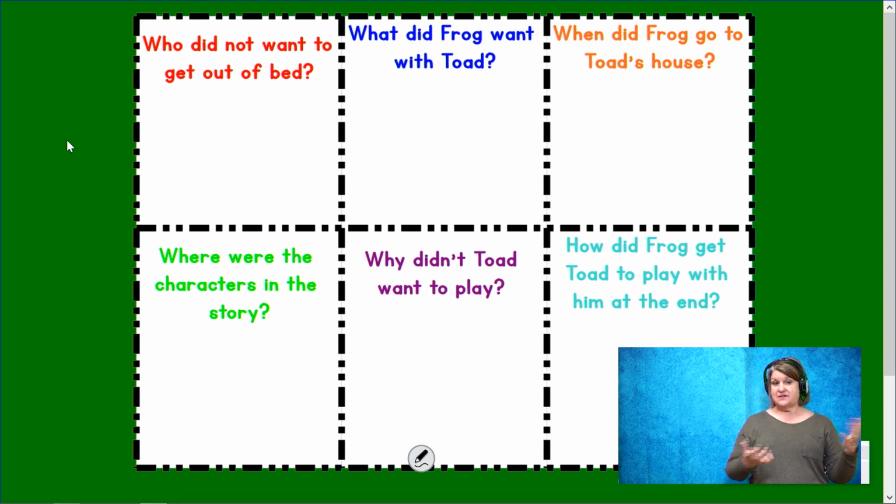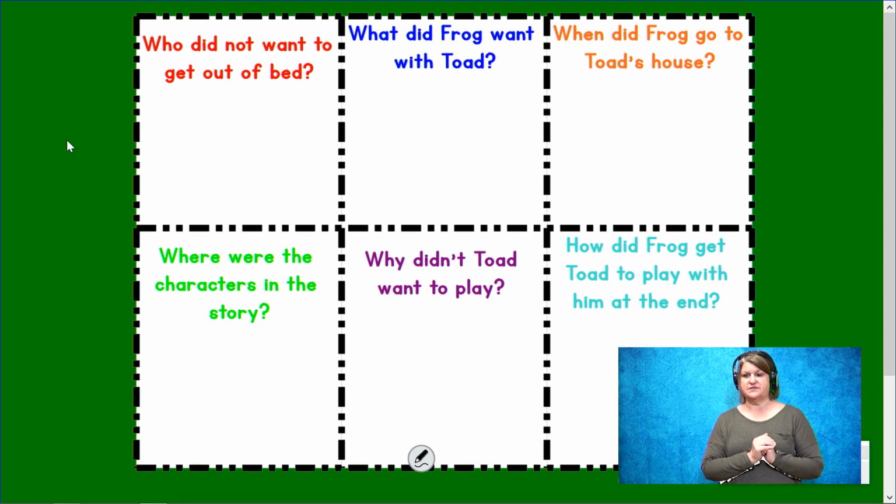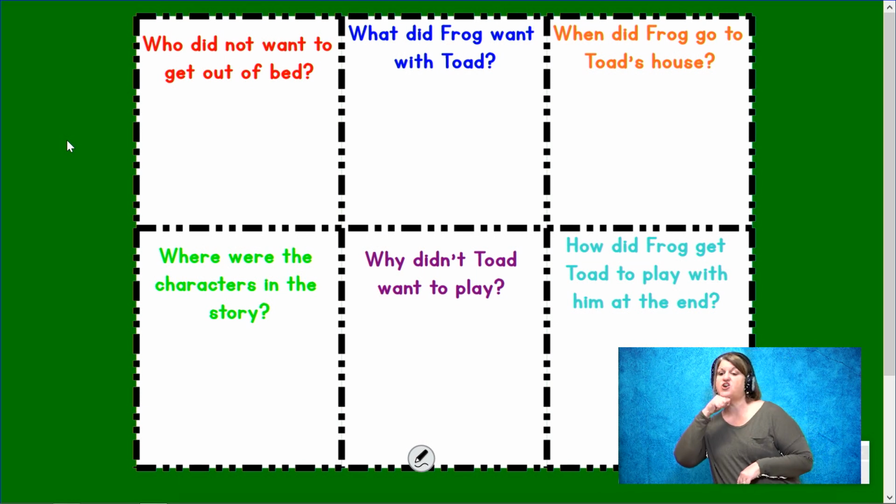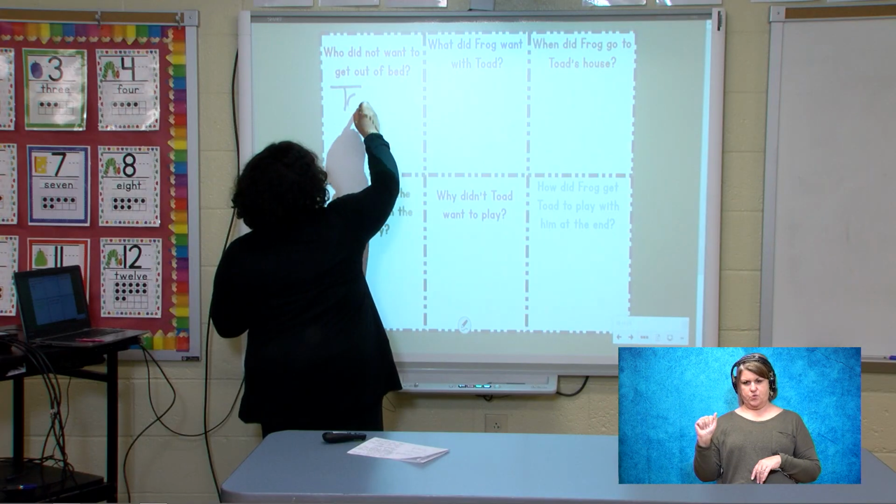The question asks, who did not want to get out of bed? Remember, I told you that who wants you to think about the characters. So think about our two characters. Who did not want to get out of the bed? Yes, that's it. It was Toad. Toad did not want to get out of bed.